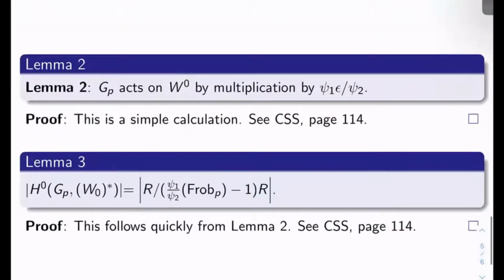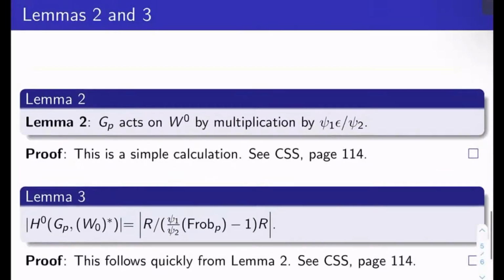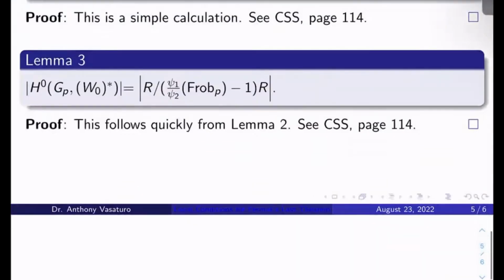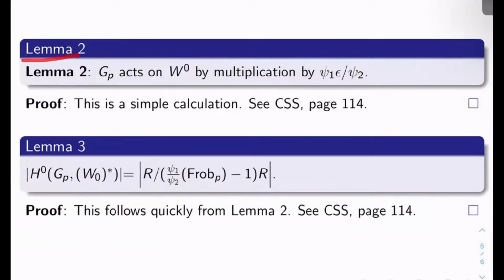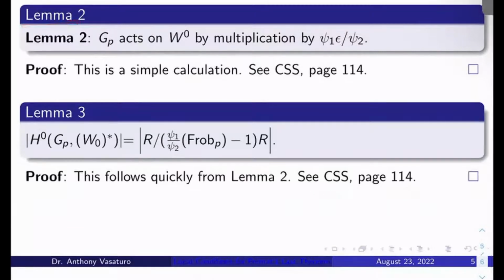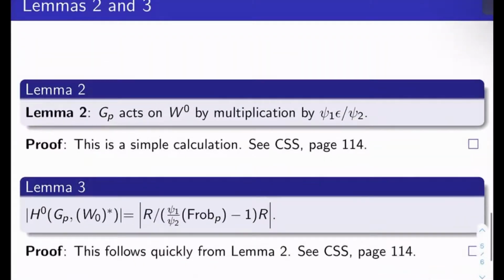So two lemmas, and then we'll call it a day, and we'll pick up tomorrow with part 2 of these computations. Lemma 2: G_P, the decomposition group at P, acts on W0 by multiplication by psi1 epsilon over psi2. This is a simple calculation that can be found in CSS page 114. More importantly, lemma 3: the size of H0(G_P, W0 star) is the same as the size of R mod ((psi1 psi2 times Frob_P minus 1) times R). This follows quite quickly from lemma 2 and is proven in CSS on page 114 along with lemma 2.